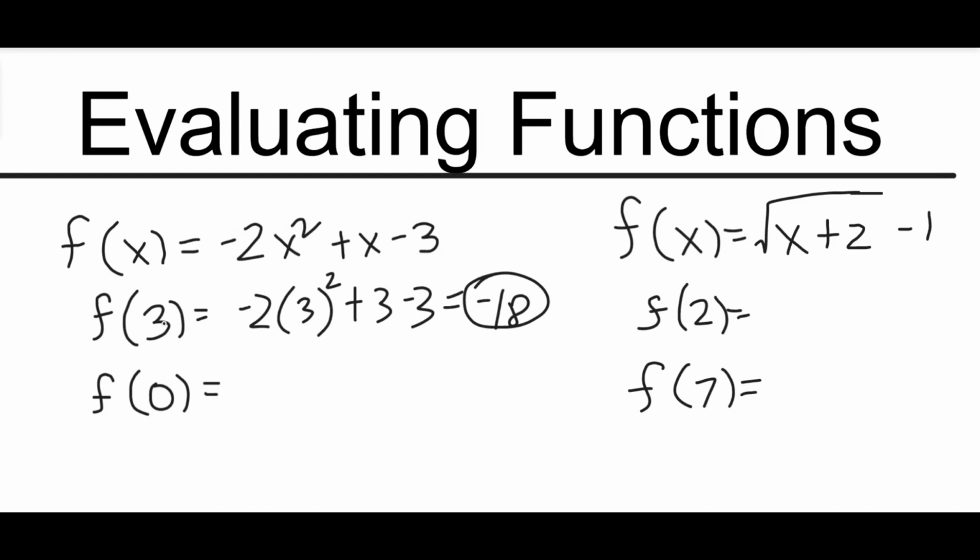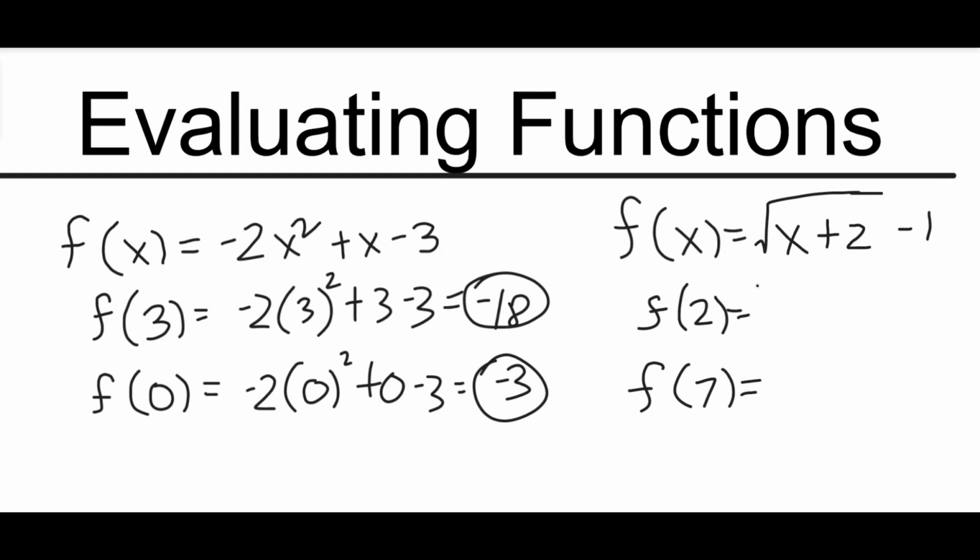Again, f of 3, we're putting 3 where the x's are and solving. What would be f of 0? Again, we're just going to fill in where the x's are with 0 plus 0 minus 3. And so we have 0 squared, which is 0, negative 2 times 0, which is 0, plus 0, which is 0, minus 3, just gives us negative 3. So that gives us f of 0 equals negative 3. If we plug in 0 for x, that will give us f of 0 equals negative 3.